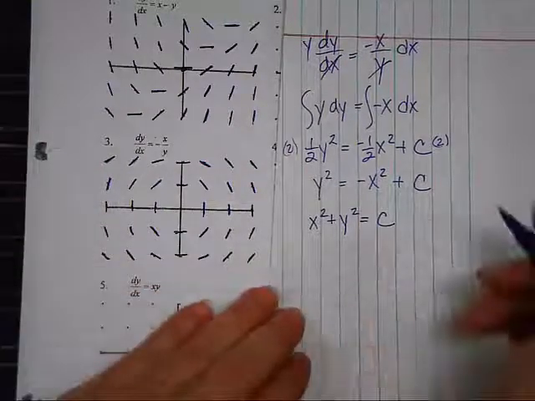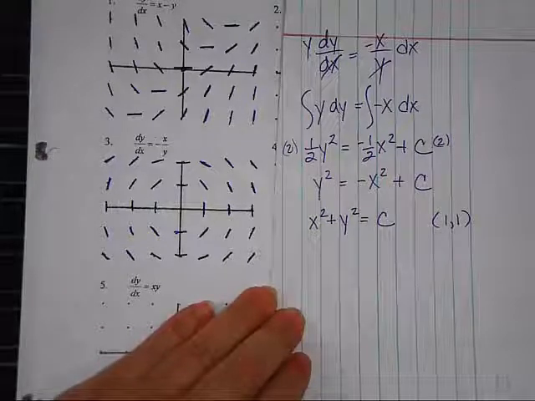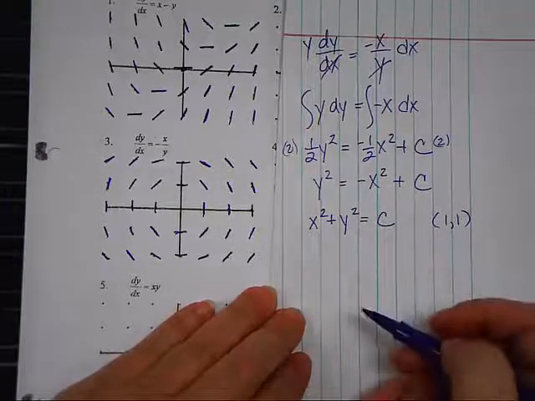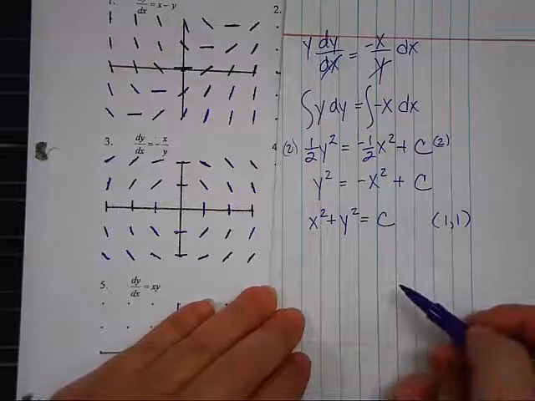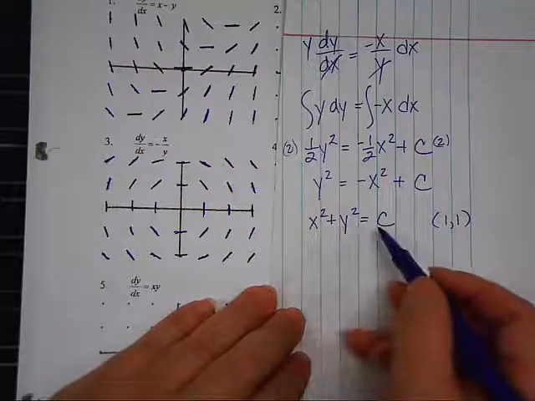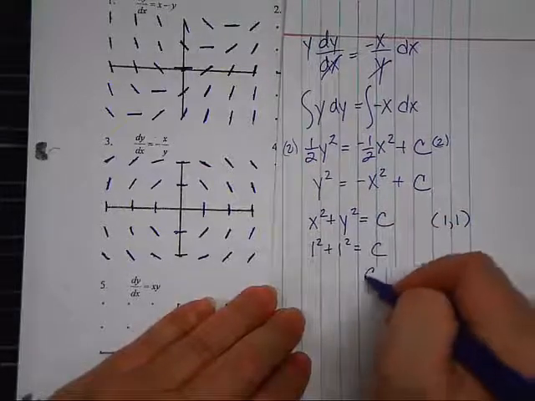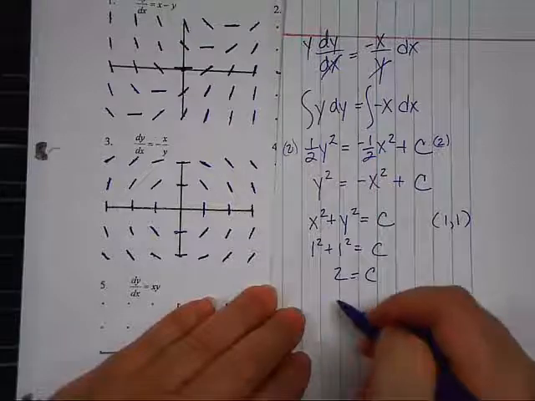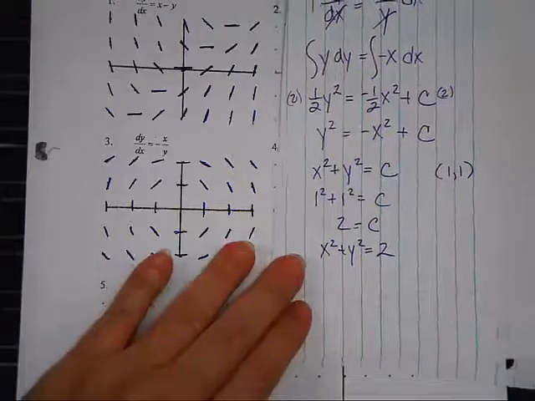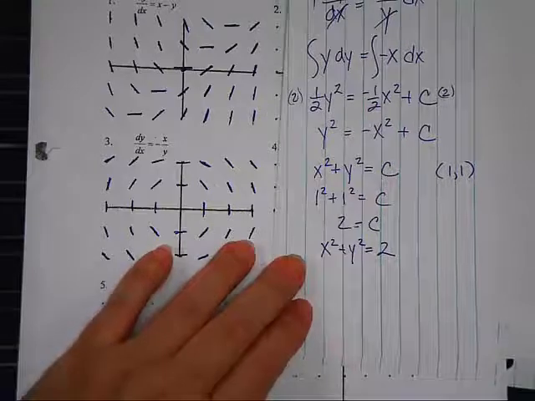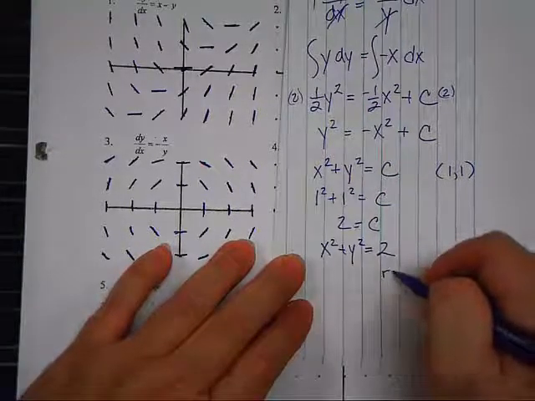Now, if I told you that I wanted to go through the point 1, 1, could you tell me what the equation would be? Nope. How would you find C? You would just plug them in, right? So 1 squared plus 1 squared equals C. So C equals 2. So x squared plus y squared equals 2. What's the radius of that circle? Square root of 2. Okay? Which is, the radius would be about 1.4.